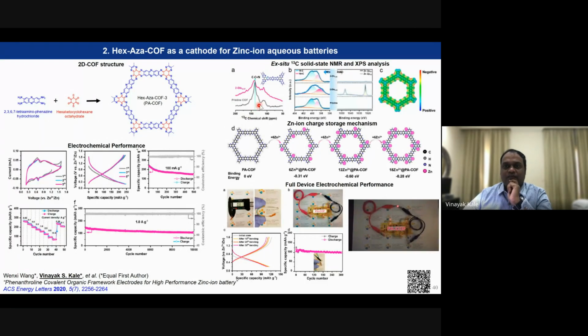And similarly, we are interested to see what happens and where the redox active site is. We could prove from the ex situ solid state NMR and XPS analysis that C double bond N is the redox active site. And with the simulation, we could systematically investigate and prove that 18 zinc ions can be intercalated or react with one unit of this PA. And finally, we demonstrated the full device and checked its electrochemical performance. Here, I would like to show one video clip for the demonstration of an LED powered by this battery.